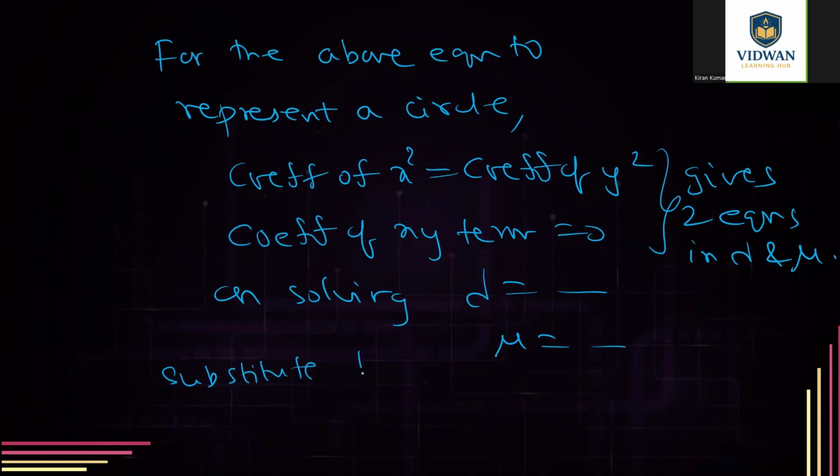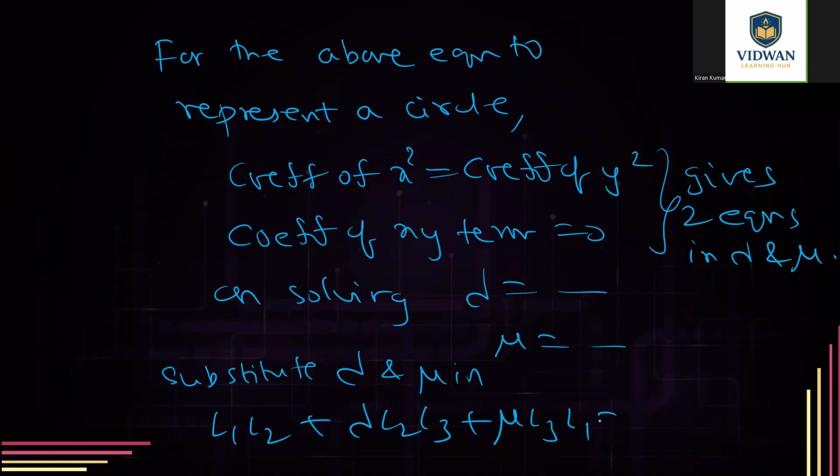Substitute lambda and mu in the equation that you assumed, L1, L2 plus lambda into L2, L3 plus mu into L3, L1 equal to 0. For those values of lambda and mu substituted here, this is going to represent the required circle. So this is the method you can use if the equation of sides are given.